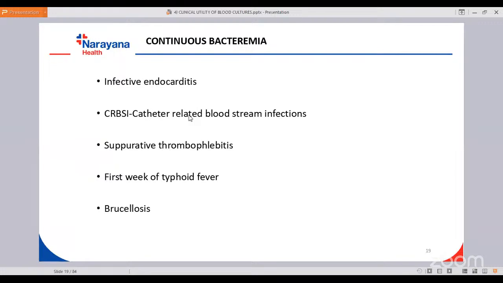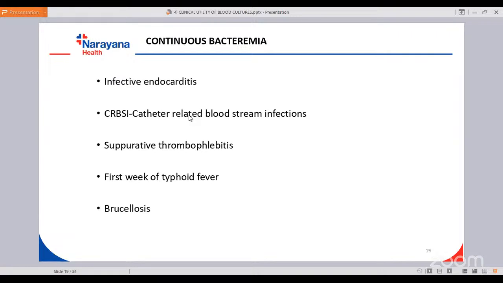When is there continuous bacteremia? One important condition that I would like to highlight is the first week of typhoid fever, where there is continuous bacteremia. So the bacteria are floating in the blood of a patient with typhoid, calling out and asking you to diagnose it using a blood culture. They say we're floating here, please pick us up. It's that easy. So always do blood cultures in suspected typhoid.